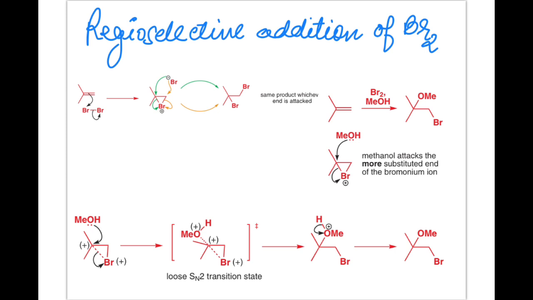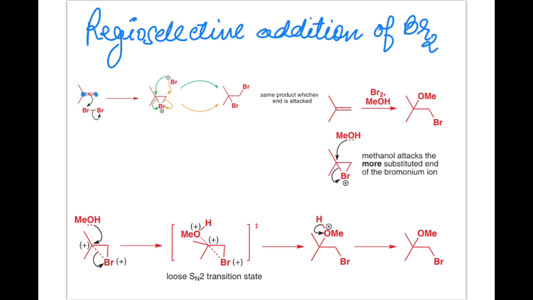Now here comes the regioselectivity. See, regioselectivity is equally important because not always do we get symmetric alkenes. Many a times we are going to get unsymmetric alkenes, right? So look at this compound. This is an unsymmetric alkene. There are two methyl groups on this carbon and two hydrogens over here.